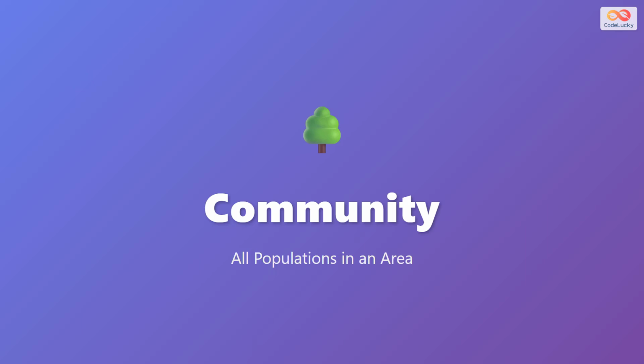In ecology, a community refers to all the different populations of organisms that live together in the same area at the same time. Think of it as a neighborhood where many different species share the same space and interact with each other.